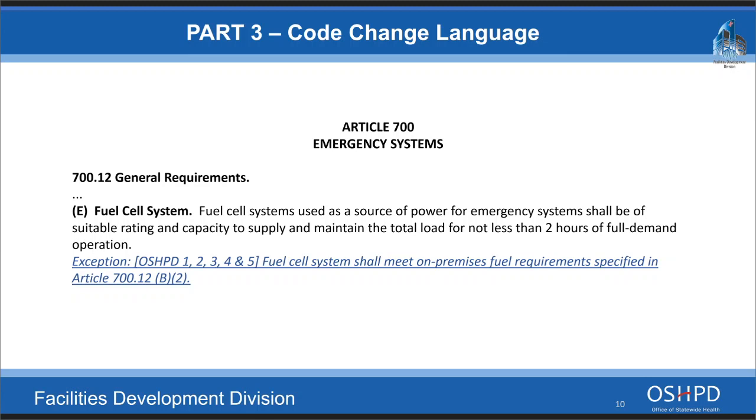In the model code, in Article 517.30, fuel cells were added as an acceptable alternative power source for the essential electrical system. We failed to add at the time a requirement for the amount of on-site fuel that is required when fuel cells are used. So we added this exception that points to the fuel requirements that you'll find for generators in Article 700.12B2. So if you're using a fuel cell as an alternate power source, it needs on-site fuel, just like a generator.